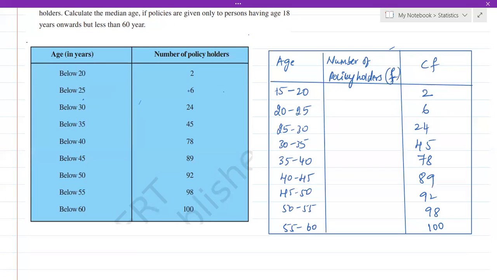By adding. So you have to do the reverse. So we have to subtract. Keep the first one as it is, then subtract it. 6 minus 2 gives you how much? 4. 24 minus 6, that gives you 18.